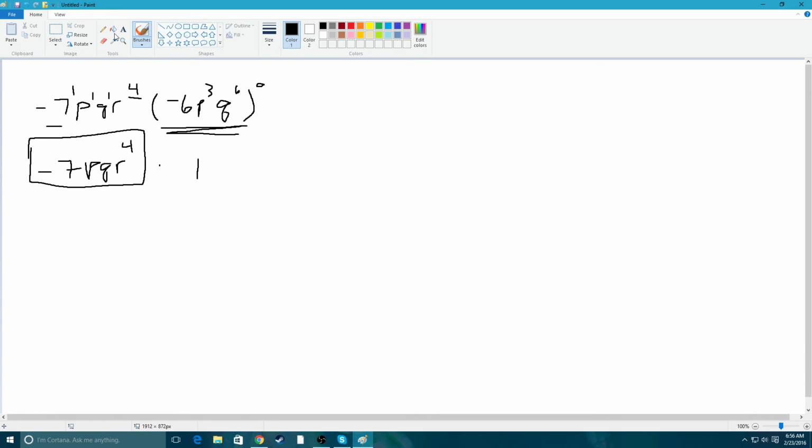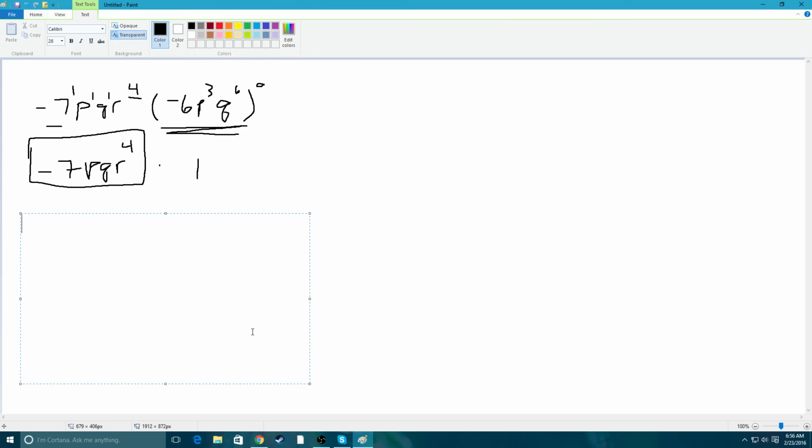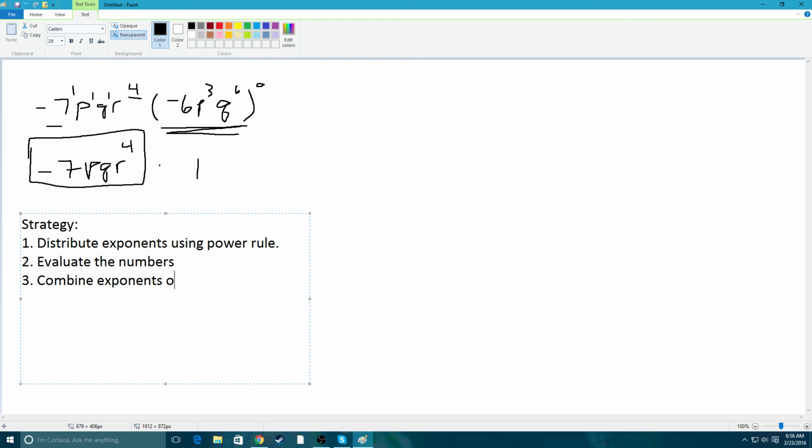So if we were to do a general outline of how to attack these problems, we'll just talk about a method or a strategy. 1. Distribute exponents using the power rule. 2. Evaluate the numbers. And 3. Combine exponents of terms as needed.